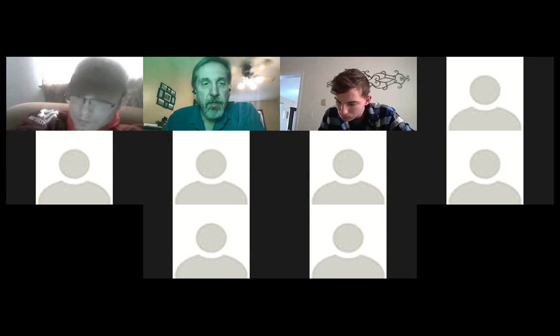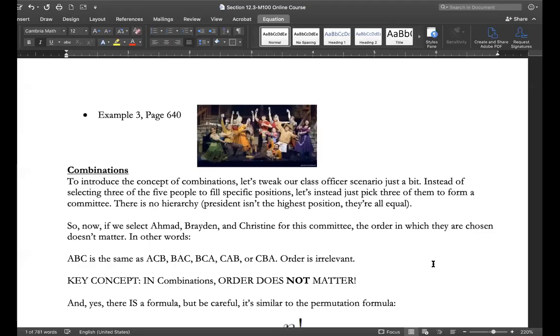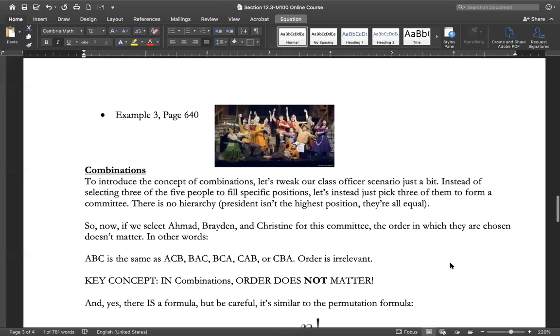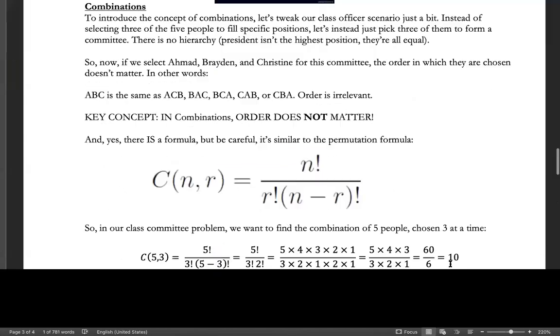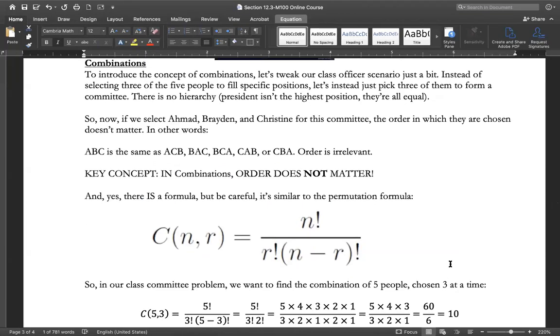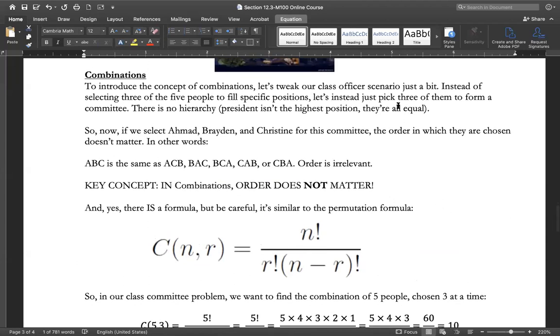Let's go back to the document for a moment. Okay. So the next concept that we want to talk about is combinations. And so to help you understand a combination and the difference between a combination and a permutation, what I want to do is tweak our class officer scenario a little bit.